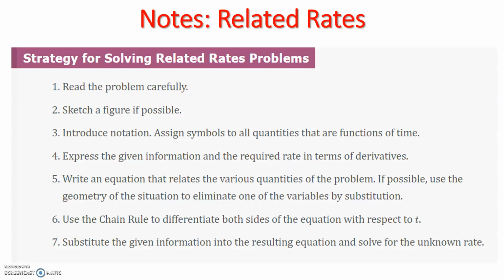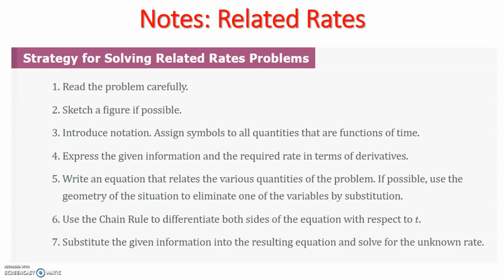In order to solve a related rates problem, follow the following guidelines. Number 1, read the problem carefully. Number 2, sketch a figure if possible. 3, introduce notation. Assign symbols to all quantities that are functions of time. 4, express the given information and the required rate in terms of derivatives. 5, write an equation that relates the various quantities of the problem. If possible, use geometry of the situation to eliminate one of the variables by substitution. 6, use the chain rule to differentiate both sides of the equation with respect to time. And 7, substitute the given information into the resulting equation for the unknown rate.